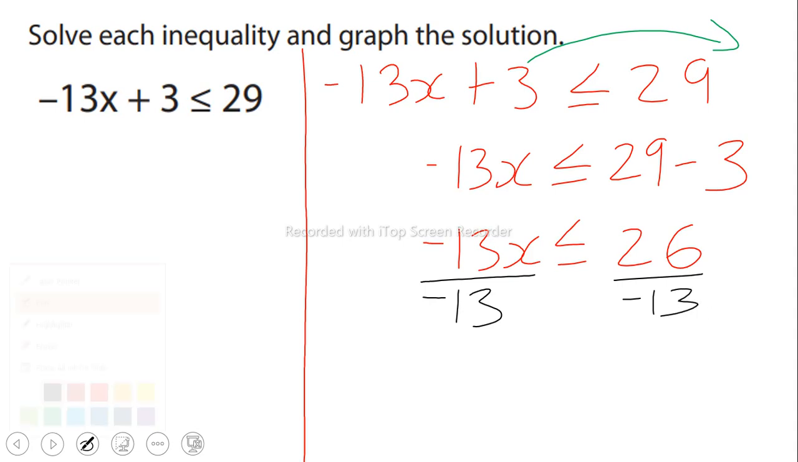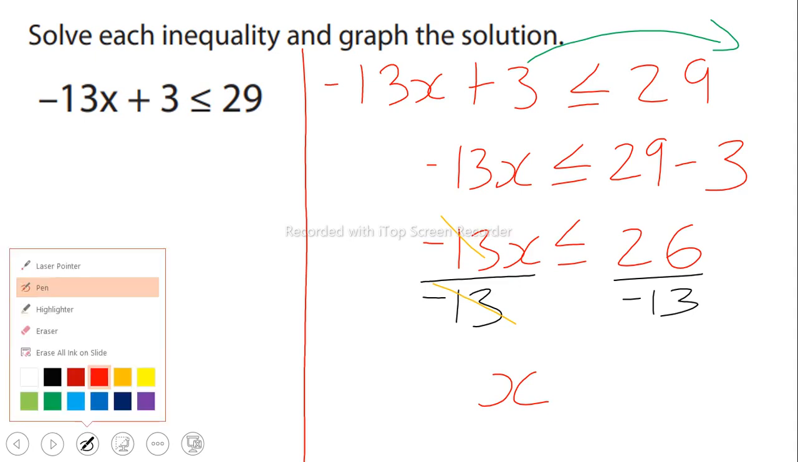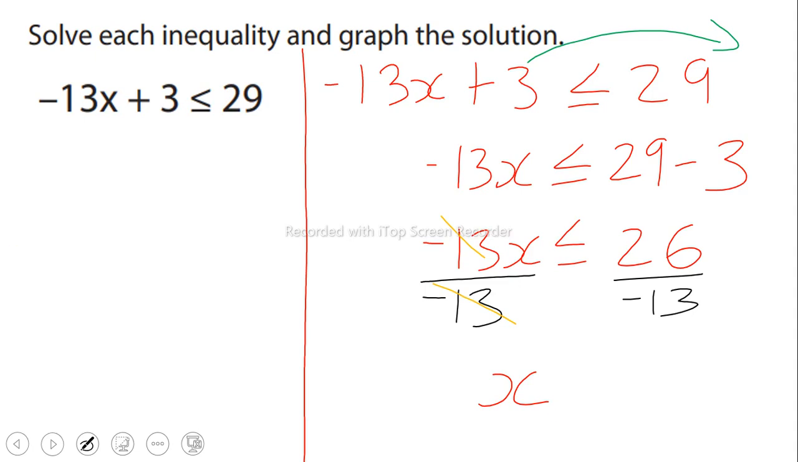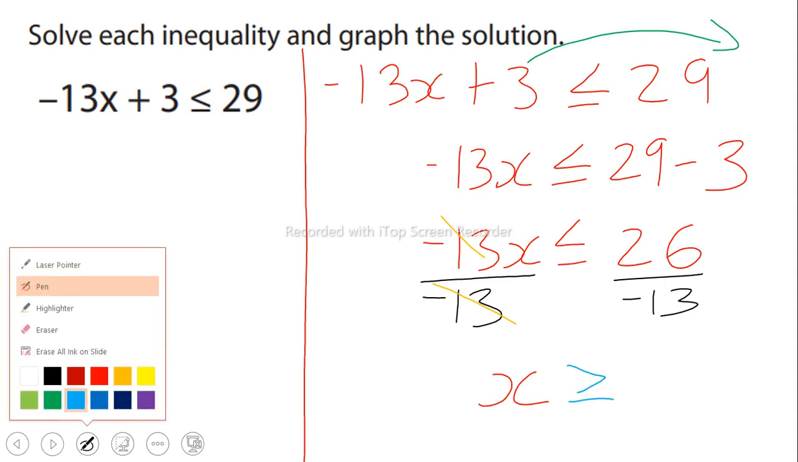And so we're going to cancel out at the next step. So this cancels with that. So we are left with simply x. But can someone tell me what we must do at this point? Flip the sign. We have to change the inequality sign. Yes. Now this is very important. Why would you change it? I can tell you right now.